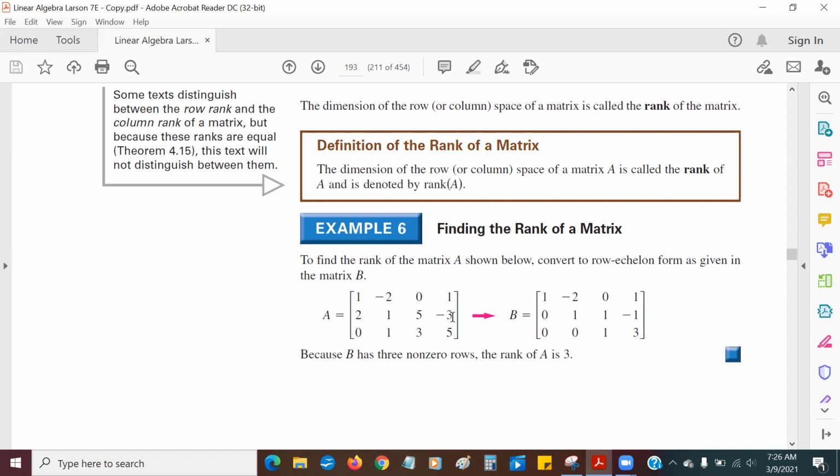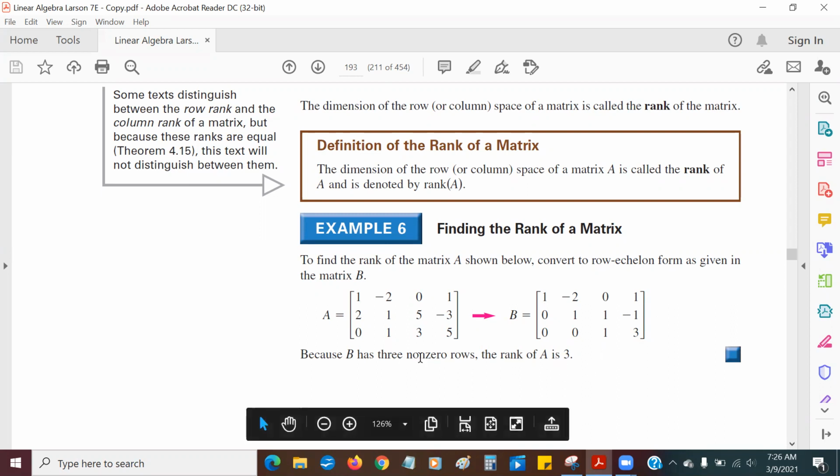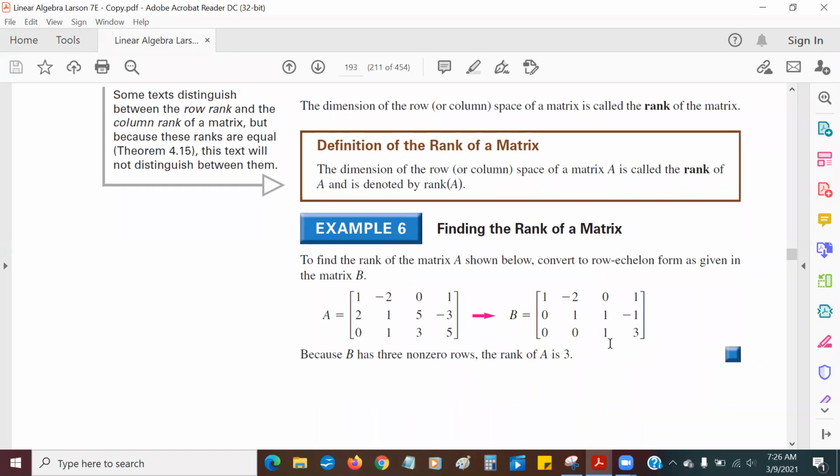Now, I didn't even bother trying to find the dimension of the column space. It doesn't even matter, because once I know the dimension of the row space is 3, then that's my answer. The rank is 3, because like I said, the row space and the column space have the same dimension. It's equal to the rank, and it's all good.